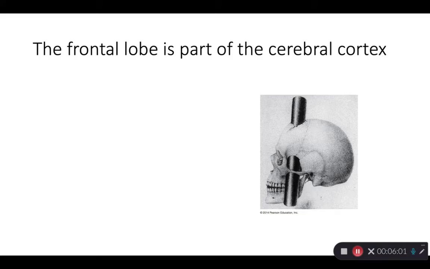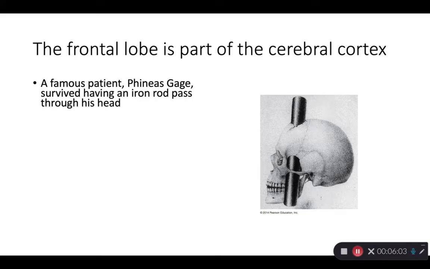So it gets its name because it's in the front part of your brain. And so you may have heard the story of a very famous patient named Phineas Gage, who was a railroad worker who survived having an iron rod pass through his head. Here is a drawing of this.